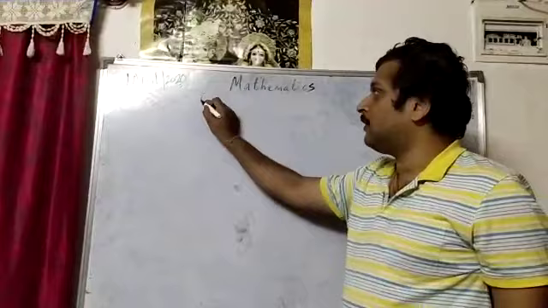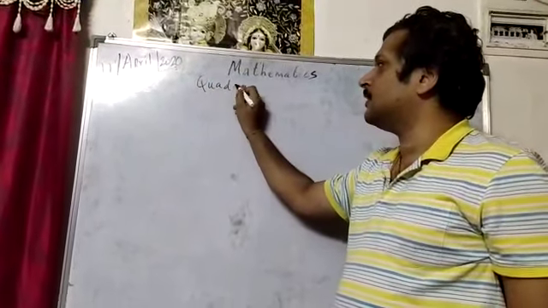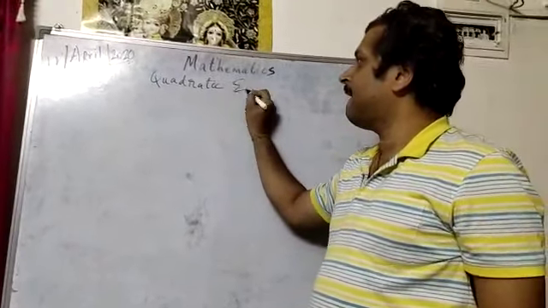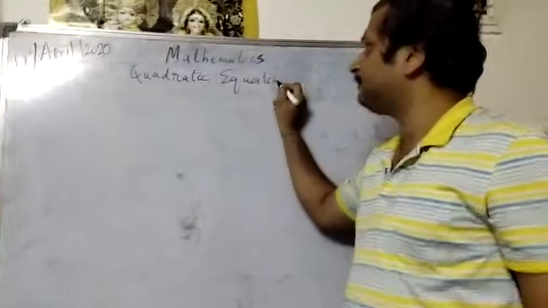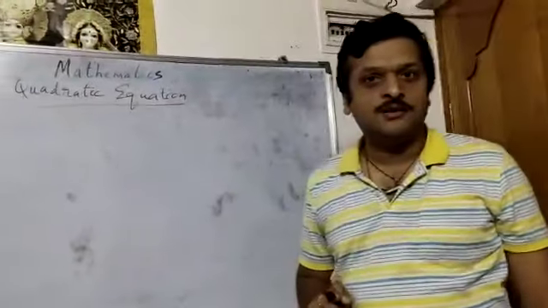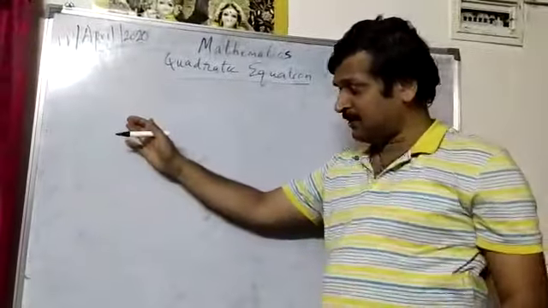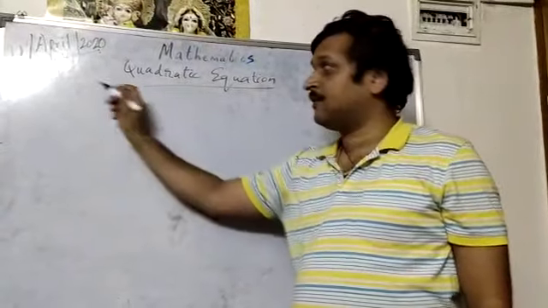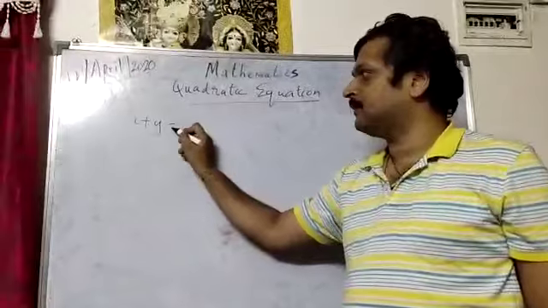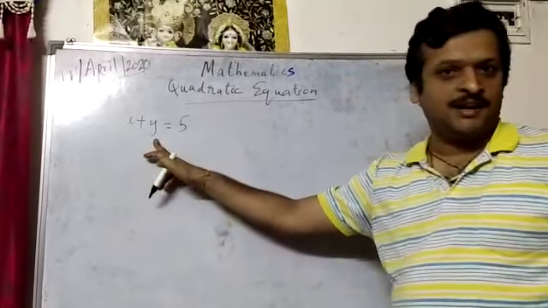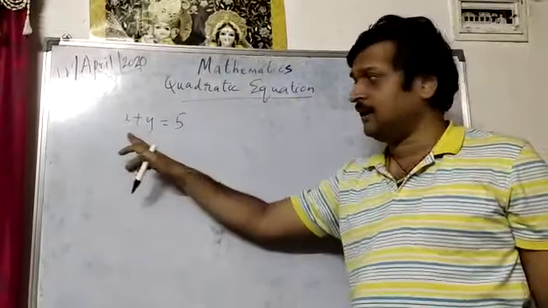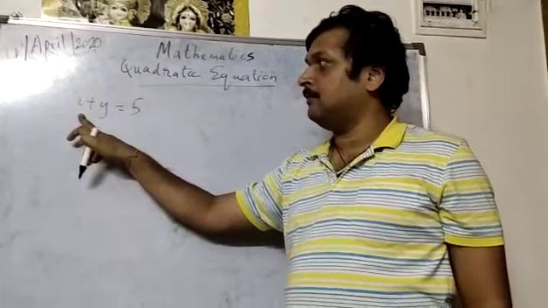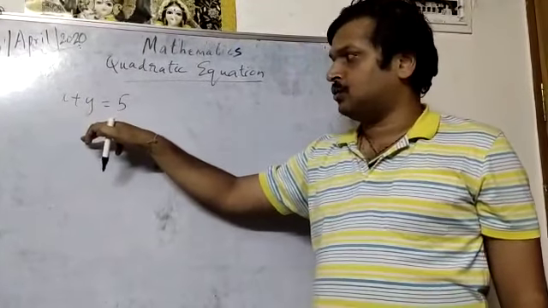So, first of all, what is meant by quadratic equation? Dear students, what is meant by quadratic equation? An equation has variables and constants. It will have a solution. For example, x plus y equals 5. This is a linear equation. It has two variables here. X is a variable and y is a variable. There are two different variables.